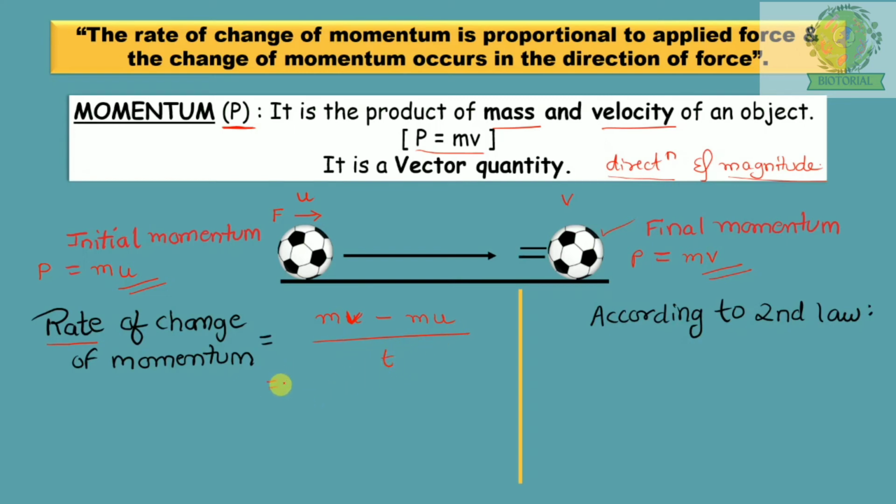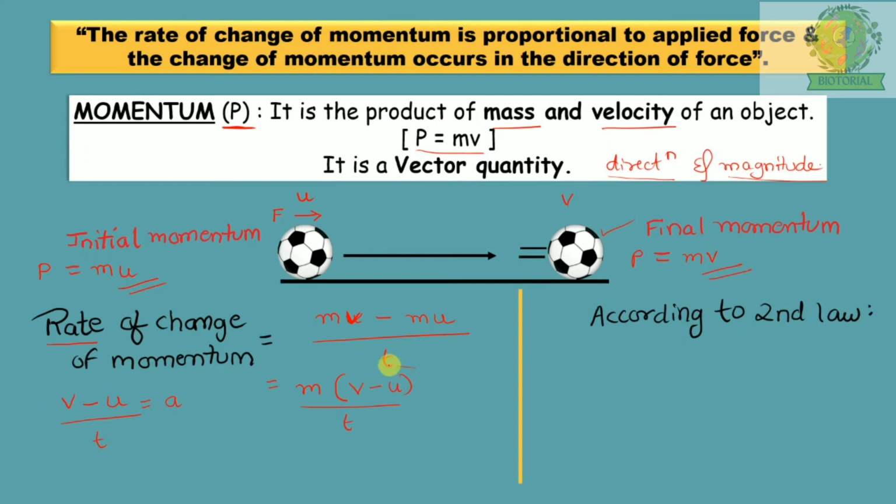And if I take here m as common, since they both have m, what I get is m into (v minus u) upon time t. So we know that final velocity, that is v, minus initial velocity, that is u, with respect to the time is the acceleration. Correct? So this particular formula is for acceleration.